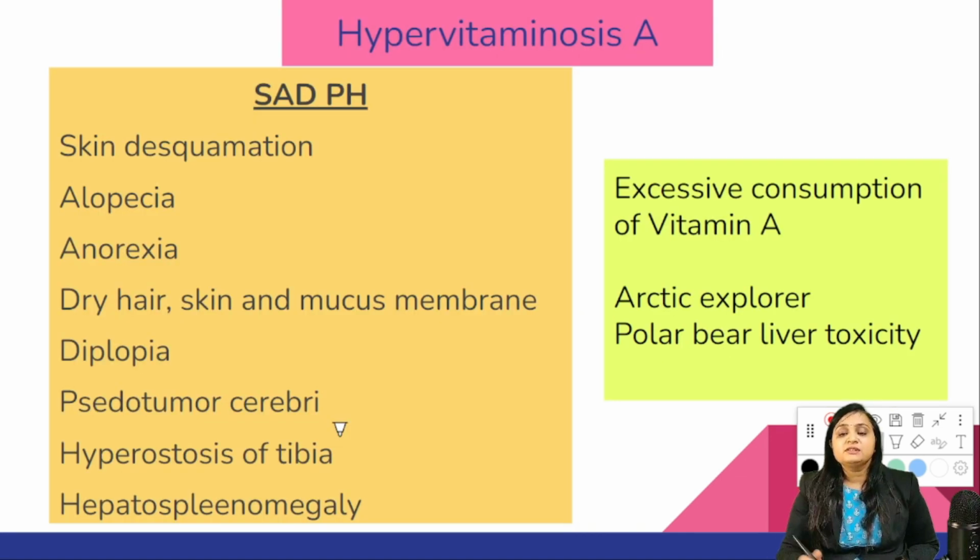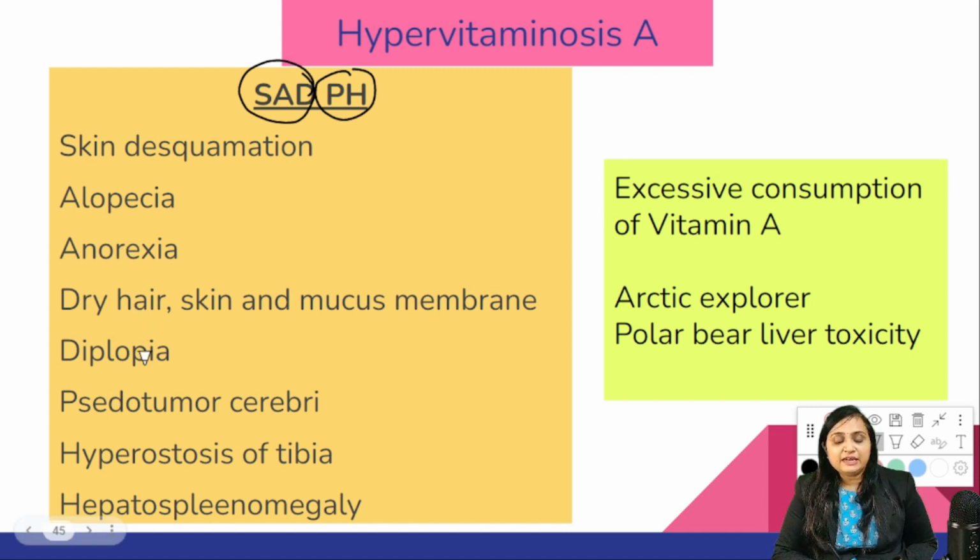So what are the features that are suggestive of vitamin A toxicity? We have to remember SAD pH. Skin desquamation, alopecia, anorexia, dry skin, hair and mucous membrane, diplopia, pseudotumor cerebri, and H stands for hyperostosis of tibia as well as hepatosplenomegaly. It is seen in Arctic explorers who are basically consuming more of polar bear liver.